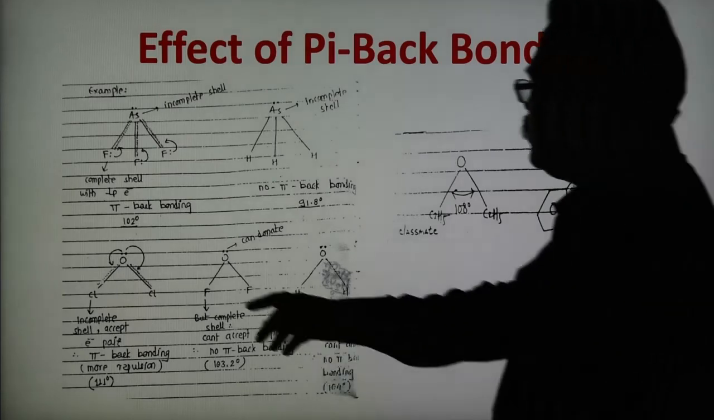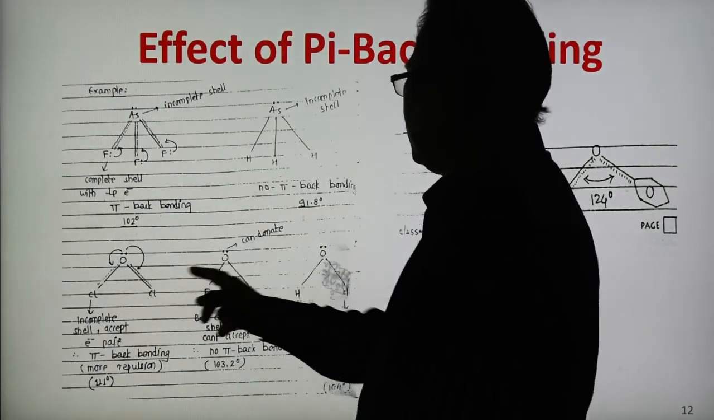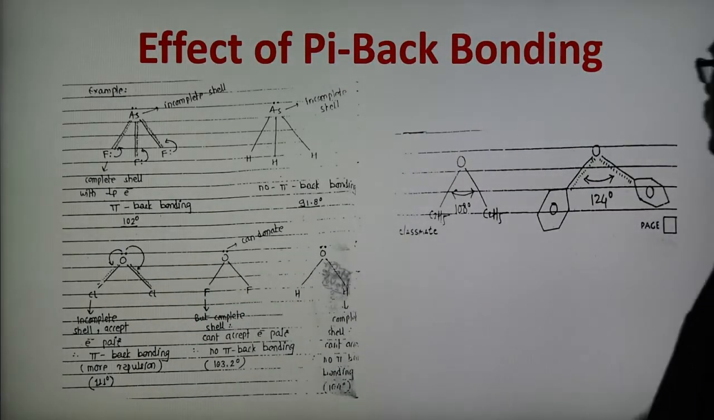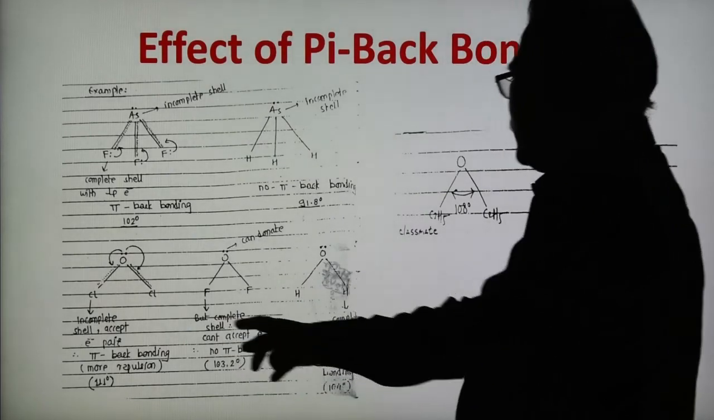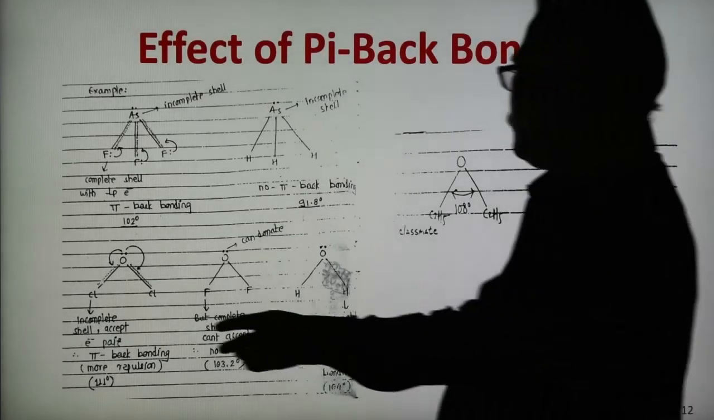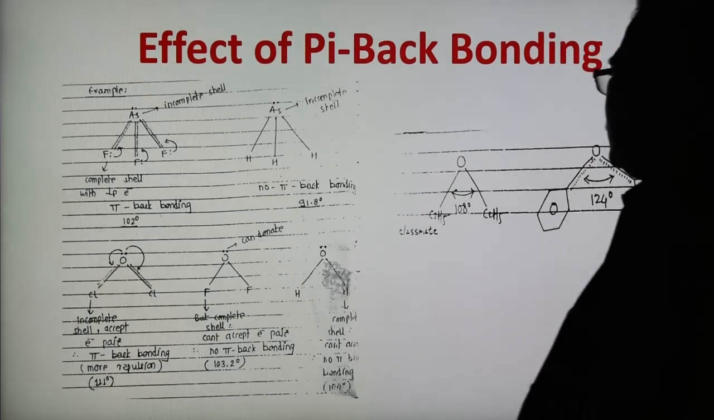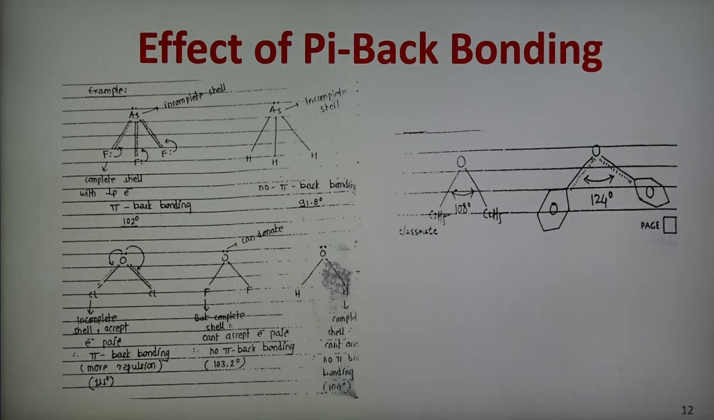In the case shown here, where the electron pair is transferred, showing the back bonding, in this case the electron pair cannot be donated, and this fluorine has a complete shell and therefore cannot accept an electron pair, and because of that no pi back bonding is observed. Another example is OH2, where the shell is completely filled, and again no pi back bonding is observed in that case.